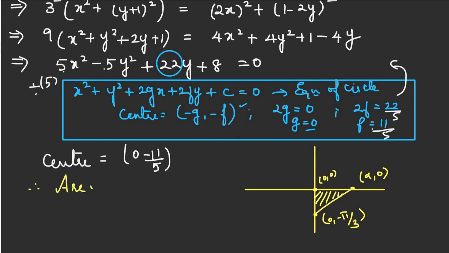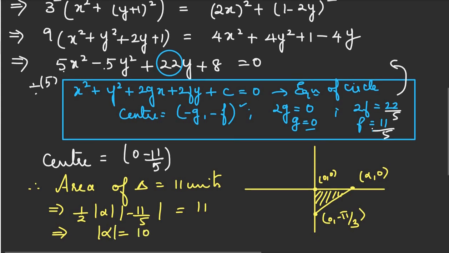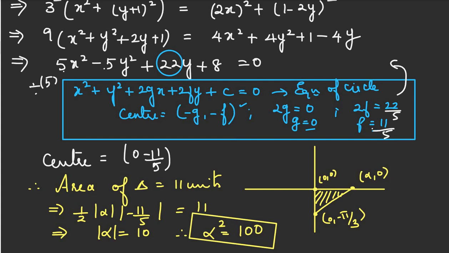Therefore, we know the area of the triangle is given to be 11 units, which is nothing but half into modulus of alpha into modulus of minus 11 by 5, which gives us 11. This implies 5 into 2 is 10, modulus of minus 11 is 11, therefore modulus of alpha is equal to 10. And therefore alpha squared is equal to 10 squared, which is equal to 100. We are asked to find alpha squared.